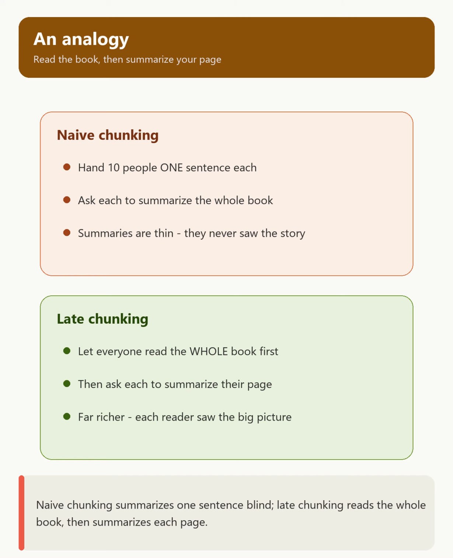Let me make the difference concrete. Naive chunking is like handing 10 people one sentence each and asking them to summarize the book. Late chunking is like letting everyone read the whole book first, and then asking each person to summarize their assigned page. The summaries are far richer because each reader understood the bigger picture before zooming in.